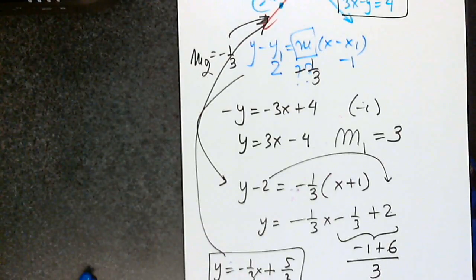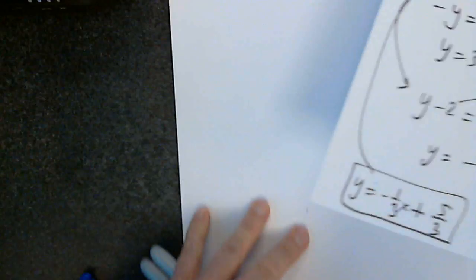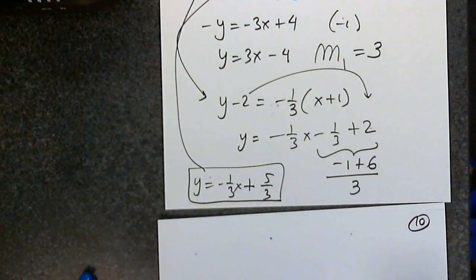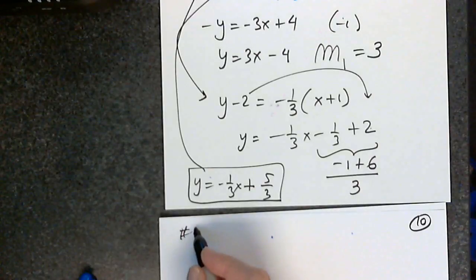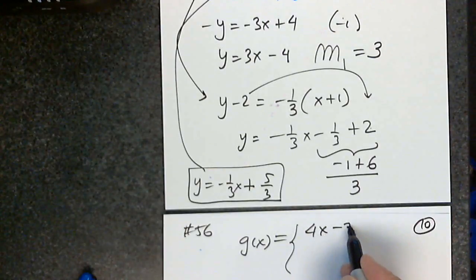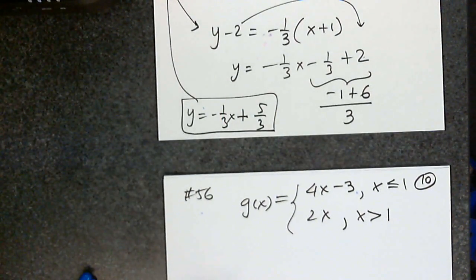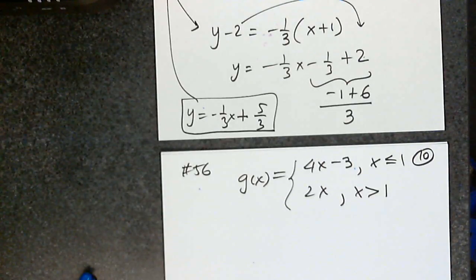Piecewise defined function. Yes. So on page 548, let's look at 56. So 56, g of x equals 4x minus 3 for x less than or equal to 1, and 2x for x greater than 1. What is the first thing I need to do when I graph? Yes. Mandatory, the domain is the first step.